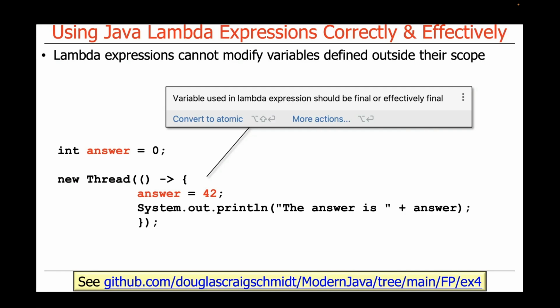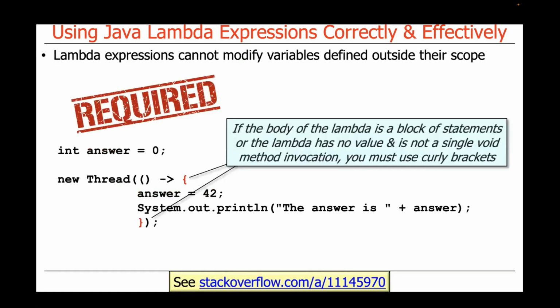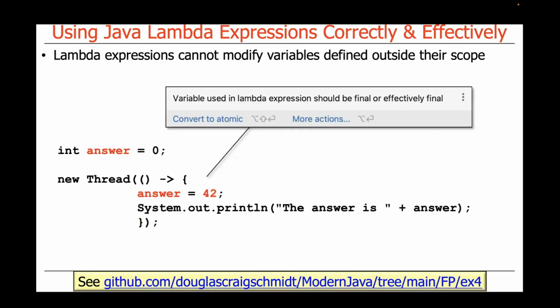And if you try to do that, for example, if we write this little piece of code where we've got a variable called answer that's defined outside of the scope of the Lambda expression, and we try to set it inside the scope of the Lambda expression, you're going to get an error that'll say something like variable used in Lambda expression should be final or effectively final. And I'll talk more about that in a second. And we'll look at this code in more context when we look at the case study here shortly. Now, that's one thing. You have to be careful. I'll show you some ways to work around this issue in just a moment, but just be aware that you can't modify them outside of their scope.